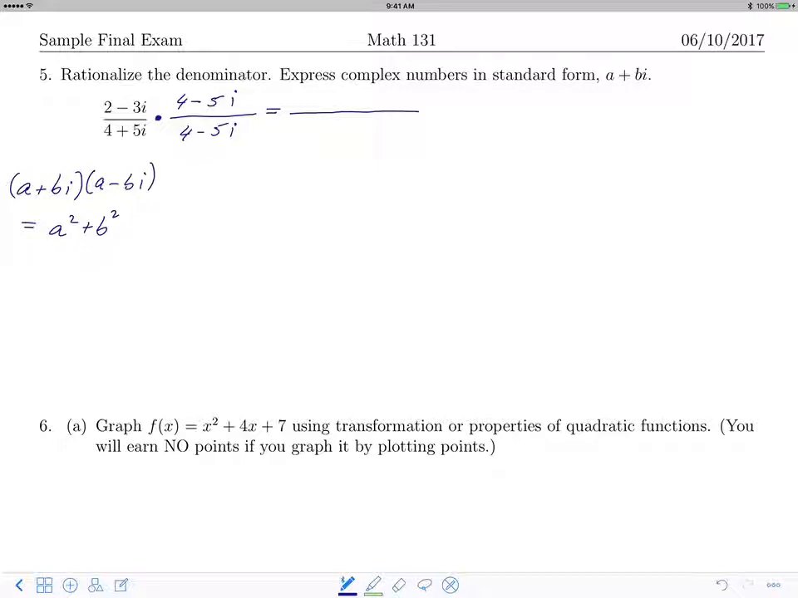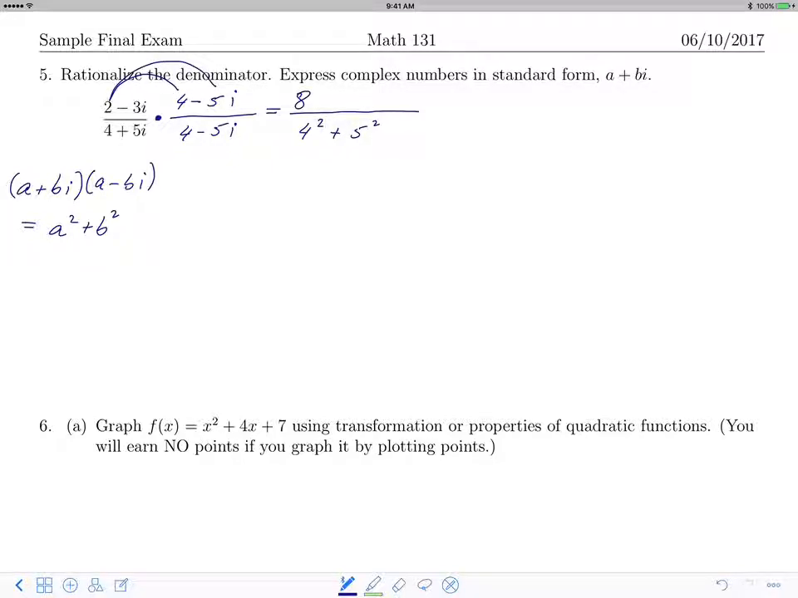So in this case, it would be 4 squared plus 5 squared. Alternatively, you can just distribute and use FOIL to multiply these. You would get the same result. As a matter of fact, we're going to do that for the numerator. We have to. 2 times 4 is 8.